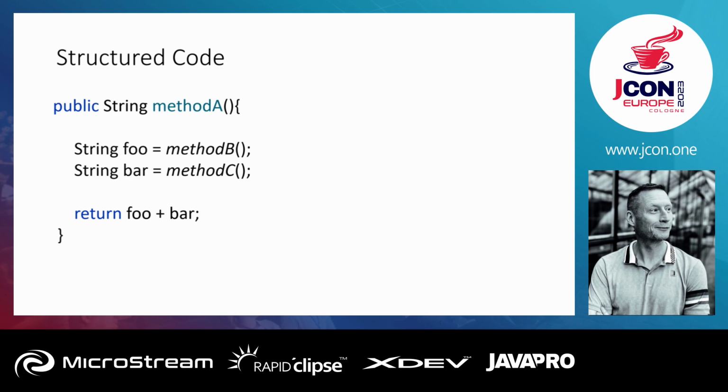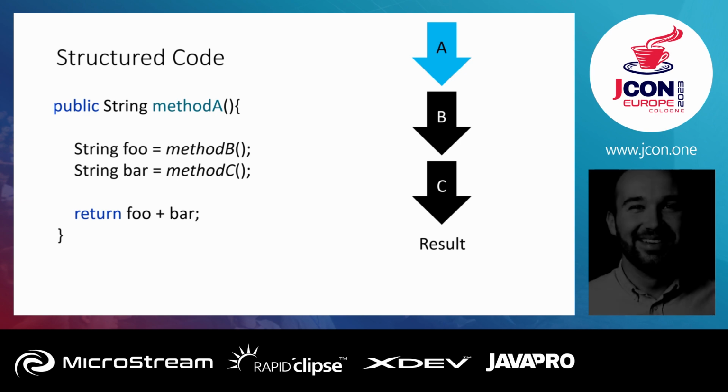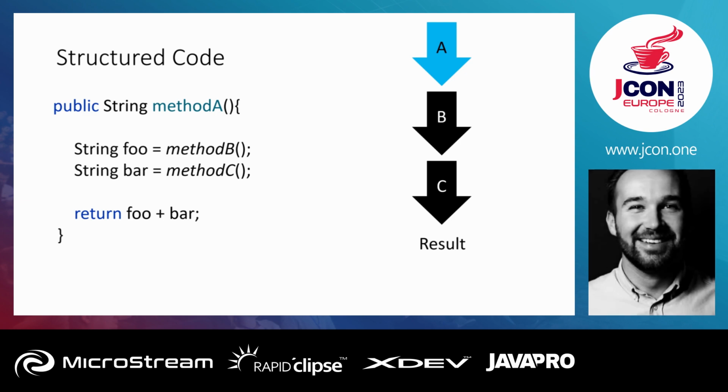The best thing about structured code is that I can just really easily read from top to bottom what is going to happen when, and what the relationship is between those three methods, the parent method and those two subcalls. So I can just put it in a line and say I'm going to enter method A, then I will execute B, execute C, and then I will have some result that I can return to the parent.